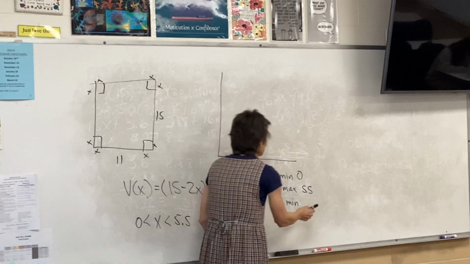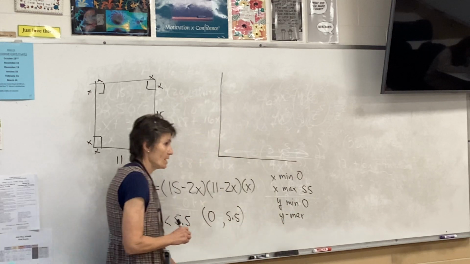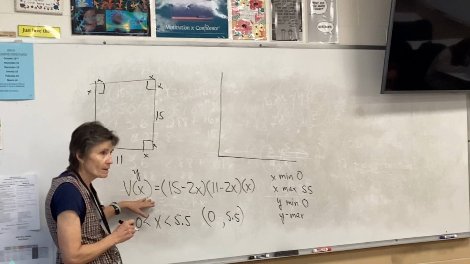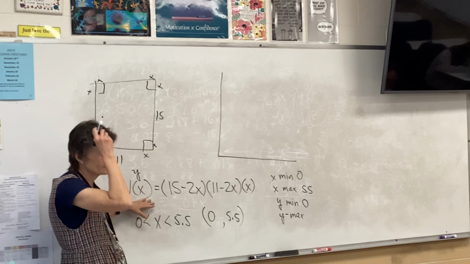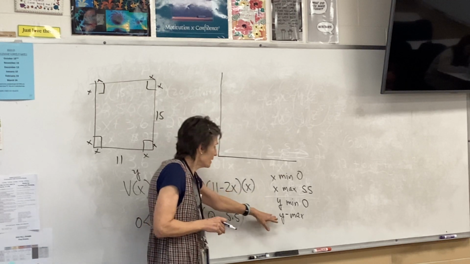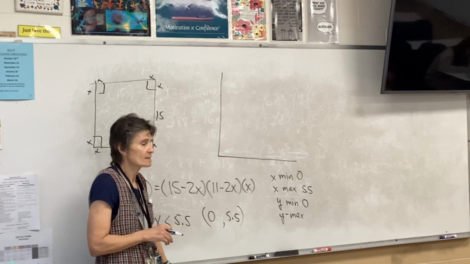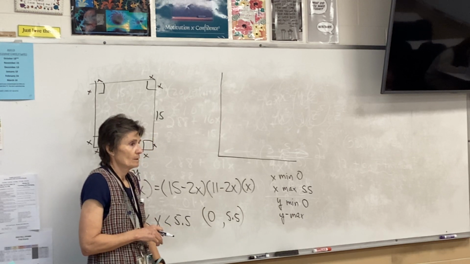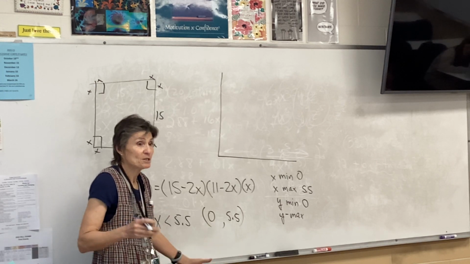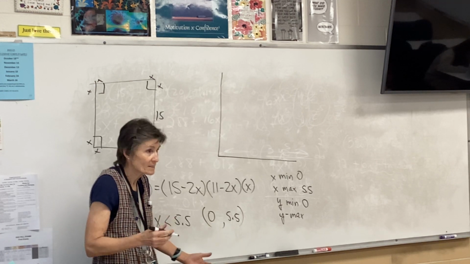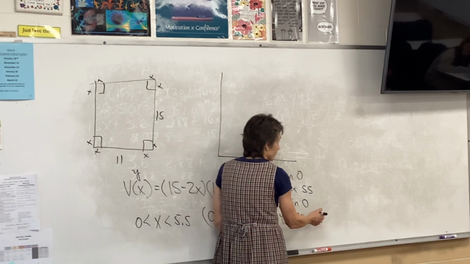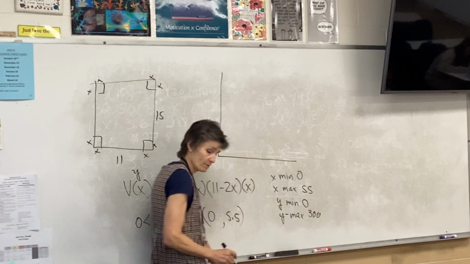Y min is always 0 because y stands for volume. Volume can't be negative, right? So that's always going to be 0. Anybody remember what we do with y max? We take a guess, pick a number, and it might need to be changed. We can change it. We're doing it in pencil, we can change it. So what do you want to pick? 300? All right, let's try 300.